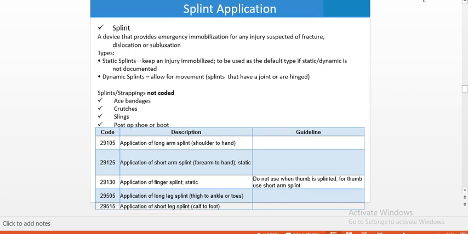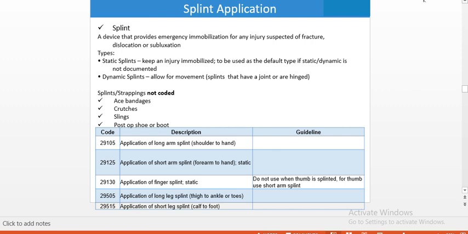So here we have a few codes for splints, like 29105, application of long arm splint, shoulder to hand. So it is a very long length splint. 29125, application of short arm splint, forearm to hand, static. So it is half of the arm. Static means it is stationary, it will not move like dynamic. 29130 is application of finger splint, static. Do not use when thumb is splinted. For thumb use short arm splint.